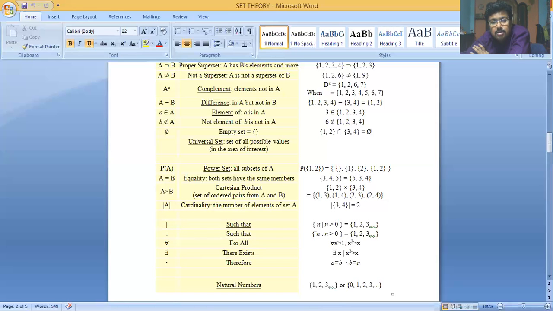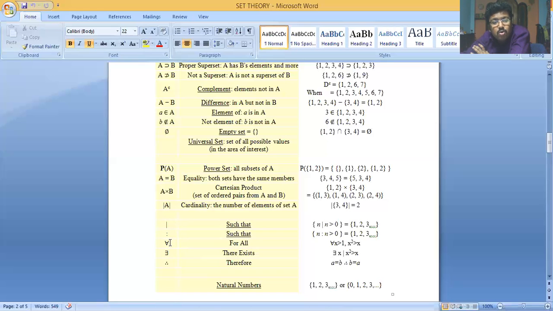Now this symbol represents "such that". For example, n in the set, n greater than 0. So what should be the set? 1, 2, 3, 4, 5, 6, 7, 8, and so on. So n such that. Now this colon also represents "such that". So this is the same. The colon and this sign are the same.